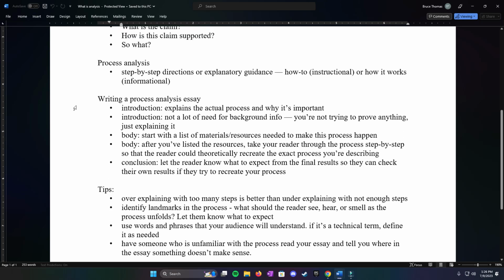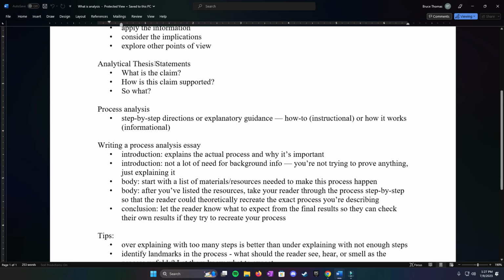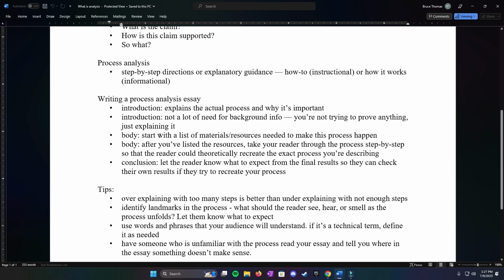So when we write a process analysis essay, the introduction needs to explain the actual process and why it's important. Okay, so you're going to state that really simply in your thesis statement. You're going to have a longer introduction than just the thesis statement, but you're going to have the actual process and why it's important. You don't need a whole lot of background info. You're not trying to prove anything. You're just explaining it and why it's important.